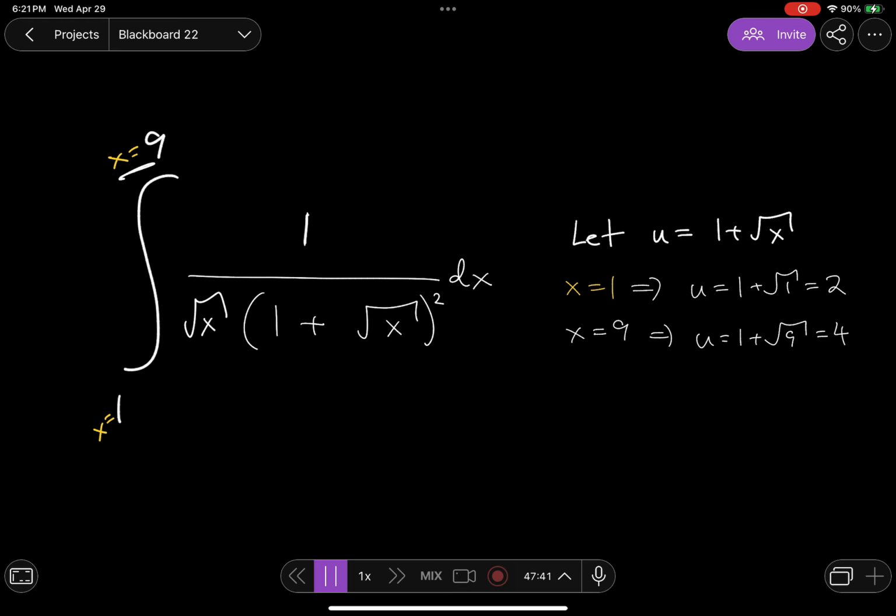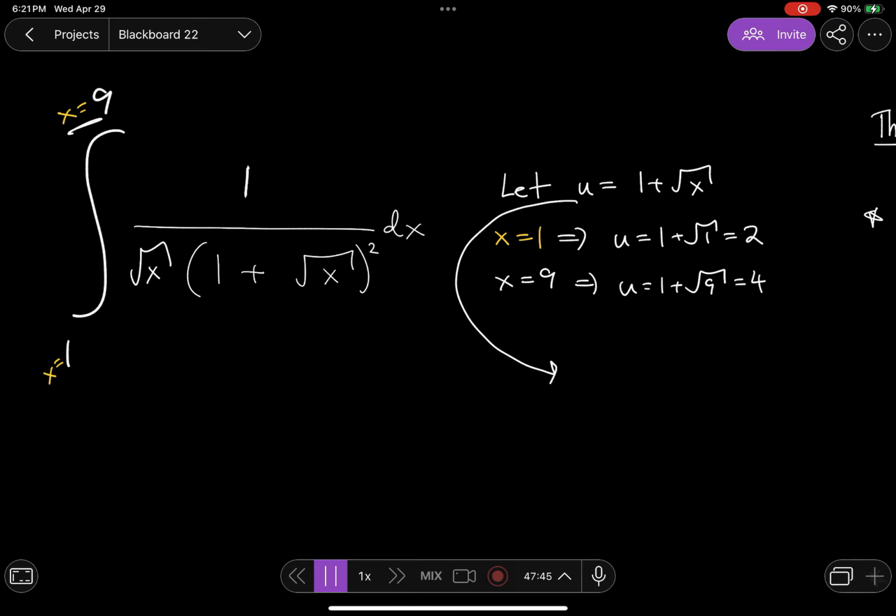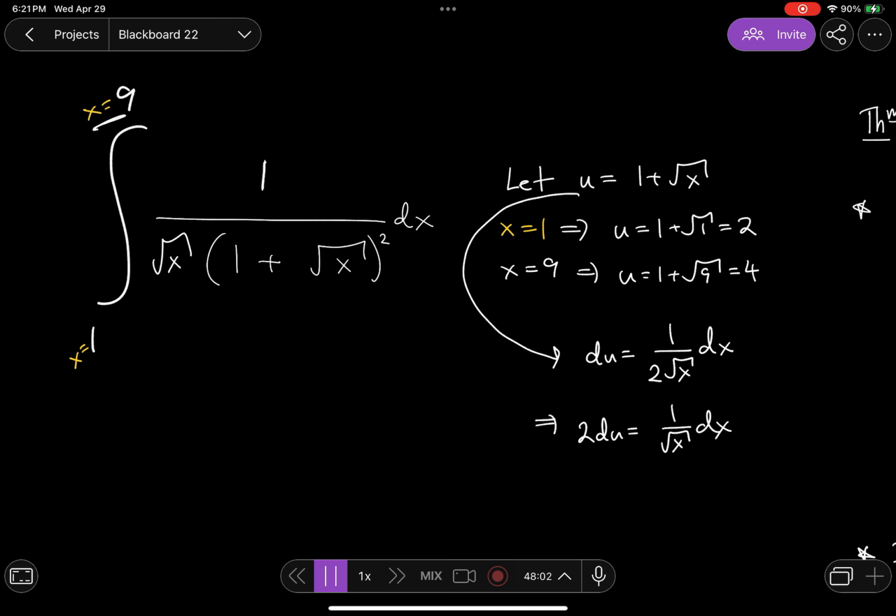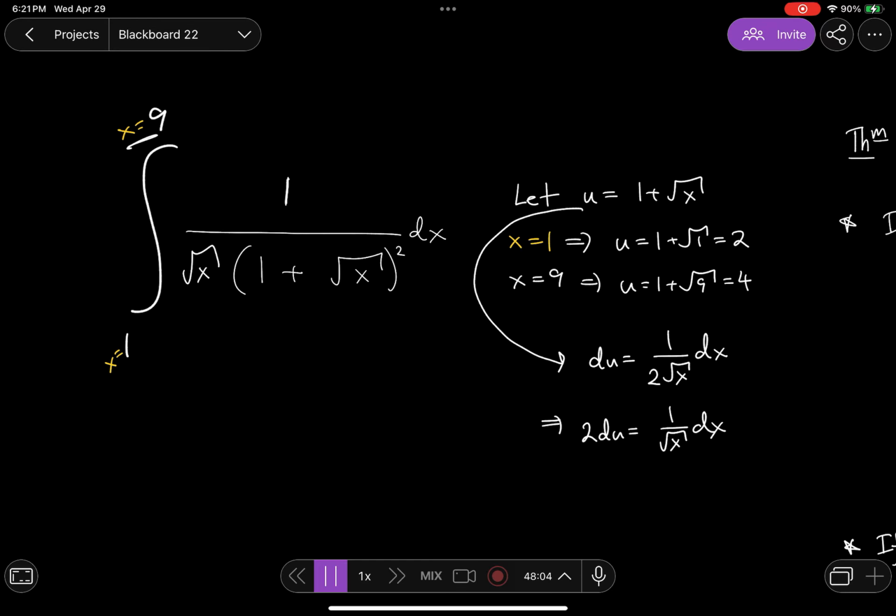All right? But not only does it tell me that, this substitution also tells me that du is the same thing as 1 over 2 root x dx, right? And that, of course, tells me that 2 du is the same thing as 1 over the square root of x dx. Oh, but check that out, you guys. I have that sitting in my integral.